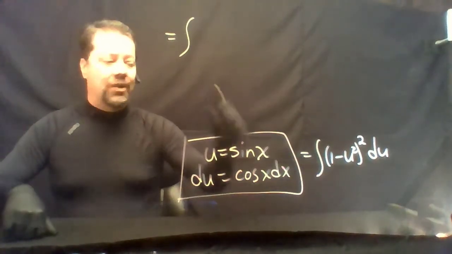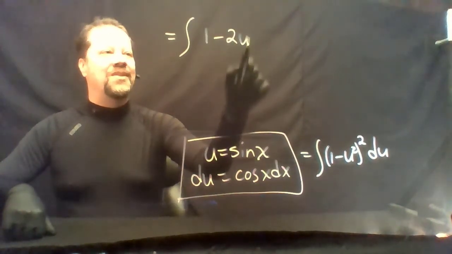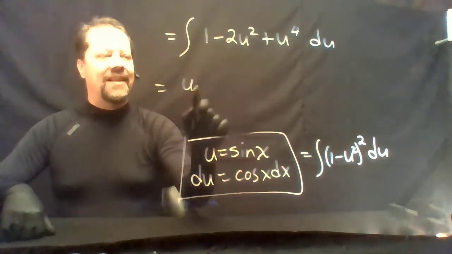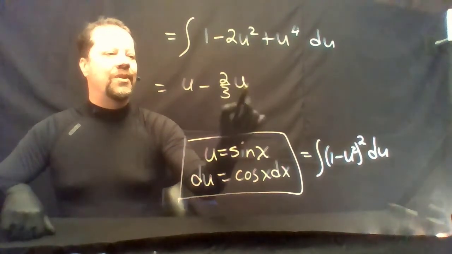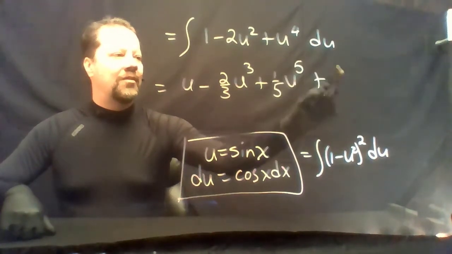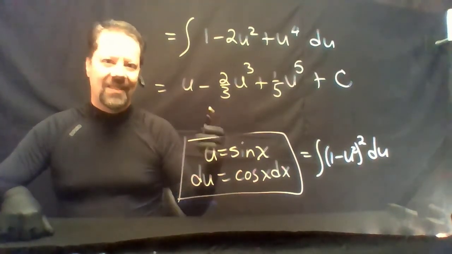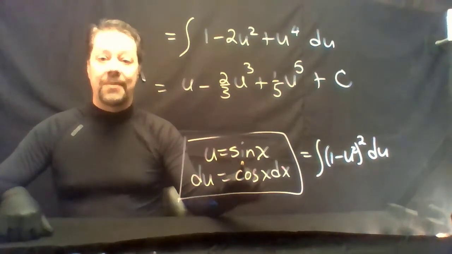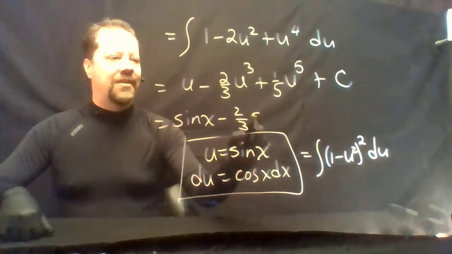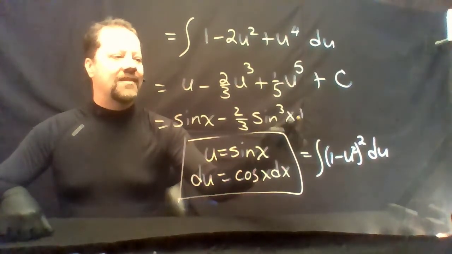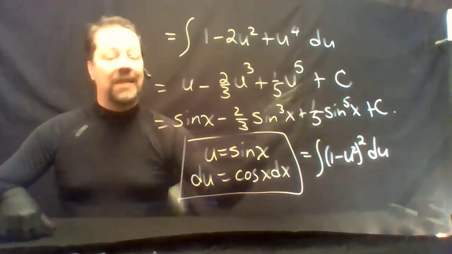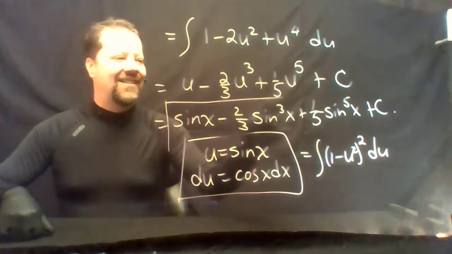FOILing out the square of the binomial, we'll have 1 minus 2u squared plus u to the fourth du. That's u minus 2/3 u cubed plus 1/5 u to the fifth plus a constant of integration. We're almost done. All we have to do is substitute back to get sine x minus 2/3 sine cubed x plus 1/5 sine to the fifth x plus a constant of integration. And now we're done.